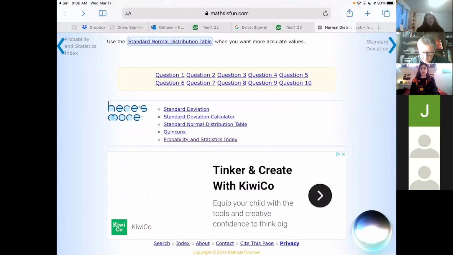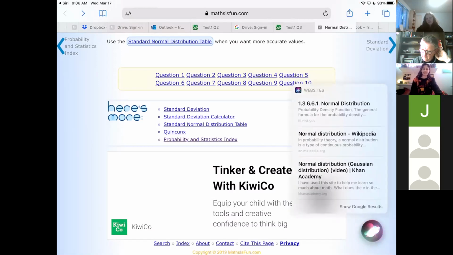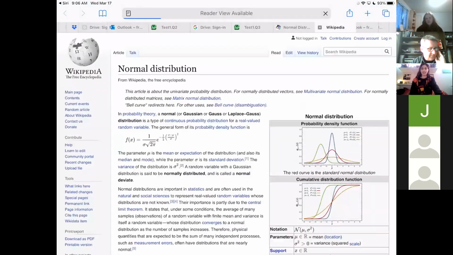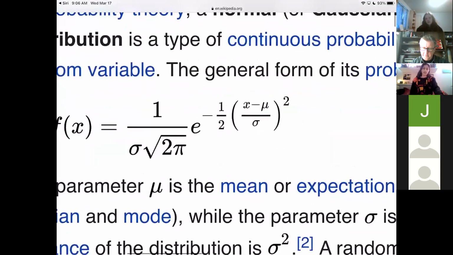Hey Siri, what's the formula for standard deviation? I'm sorry, that's not true. Hey Siri, what's the formula for the normal distribution? I found this on the web. Let's try Wikipedia. There it is. That's what I couldn't remember.